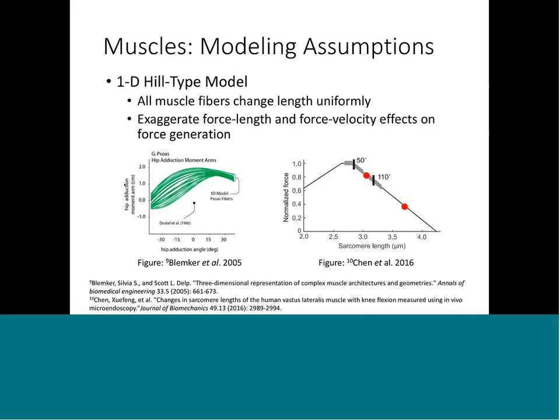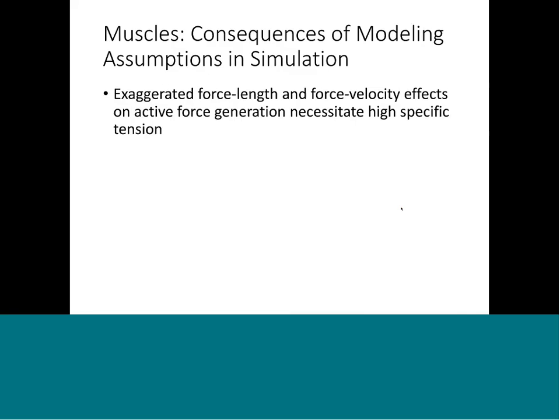And in fact, in vivo microendoscope studies performed by Chen et al. characterized the change in fiber length with respect to joint angle for the vastus lateralis. Their results are shown in gray, and for comparison, our model results are shown in red. As you can see, our single fiber model overpredicts the change in fiber length, and consequently also fiber velocity, with respect to joint angle. What this will do is exaggerate the force-length and force-velocity effects on muscle force generation. And this has consequences in simulation.